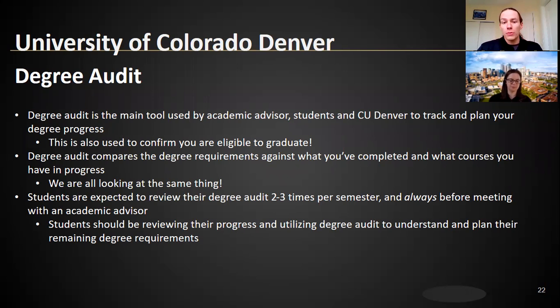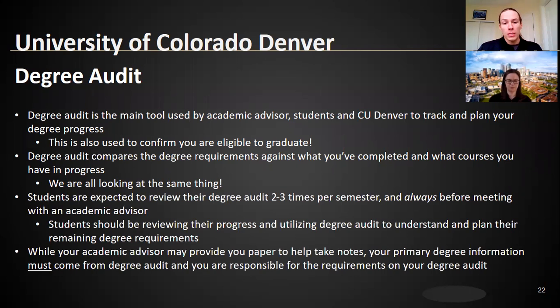We expect students to review their degree audit two to three times per semester, and always before meeting with their academic advisor. We expect students to be reviewing their degree audit to familiarize themselves with the degree requirements, with their progress, and to make informed decisions about courses that you want to take for the upcoming semester. Your academic advisor may provide summary notes for you, but the primary degree information must come from your degree audit. The degree audit is your only official form of degree progress, and you are responsible for the information on your degree audit.